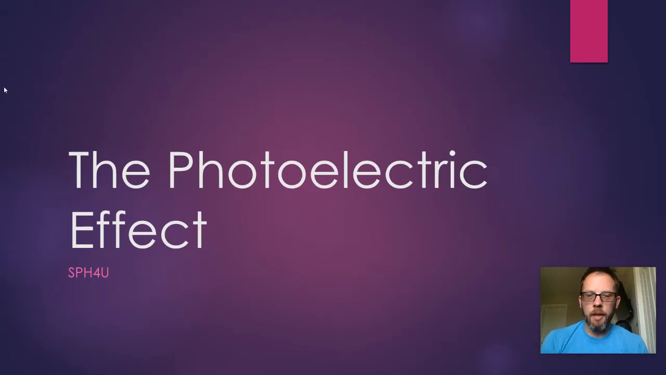Hi, everybody. In this video lesson, we're going to continue talking about the particle theory of light by looking at an effect, an experiment that actually gave experimental evidence that we can think of light as a particle. We call those particles photons. Those photons have a specific energy dependent on their frequency. So let us get started.